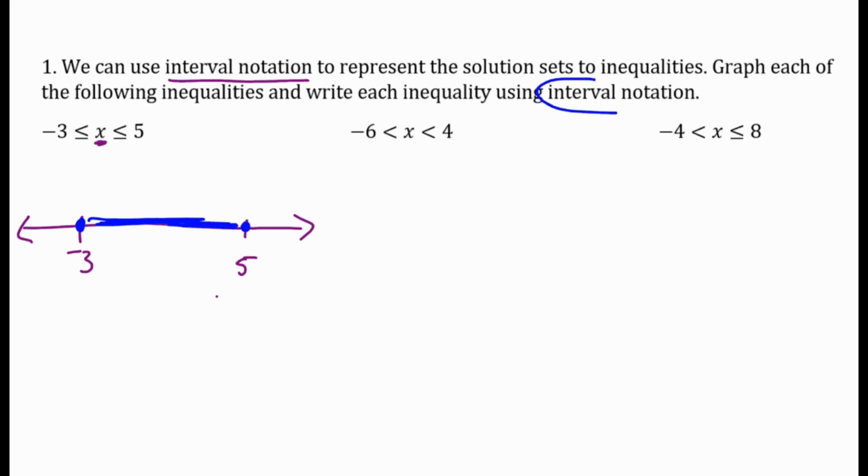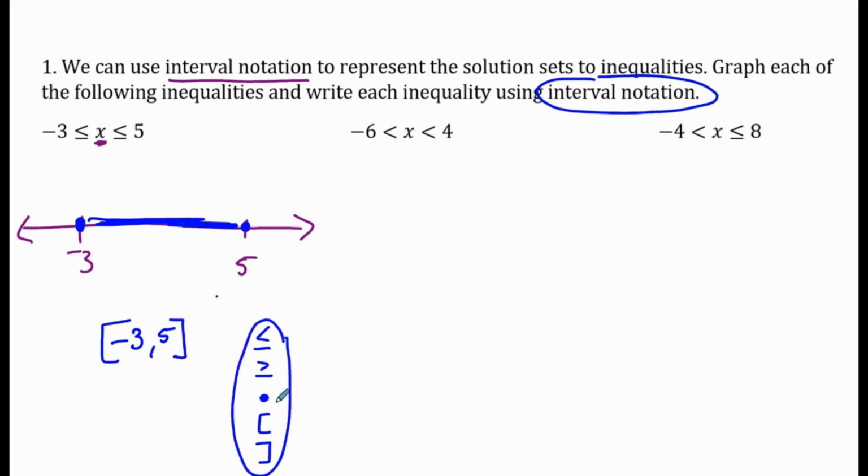So using interval notation we kind of simplify it. We go from negative 3 to 5. We're going to use a comma. And then we're going to use square brackets because it's included. We're going to use square brackets because I have that equal to, I have a closed circle. So if I have a less than or equal to, a greater than or equal to, a closed circle, it gets a square bracket. All of these go together here. Square brackets go with closed circles and equal tos.